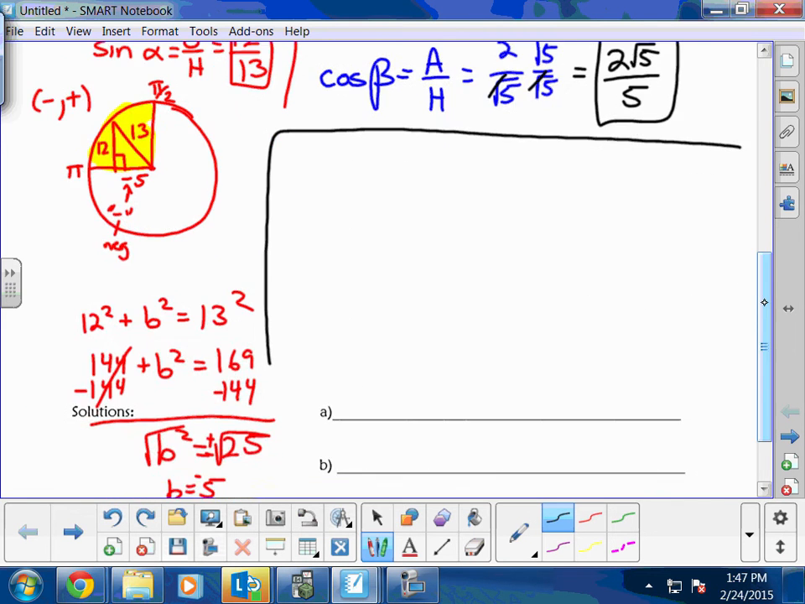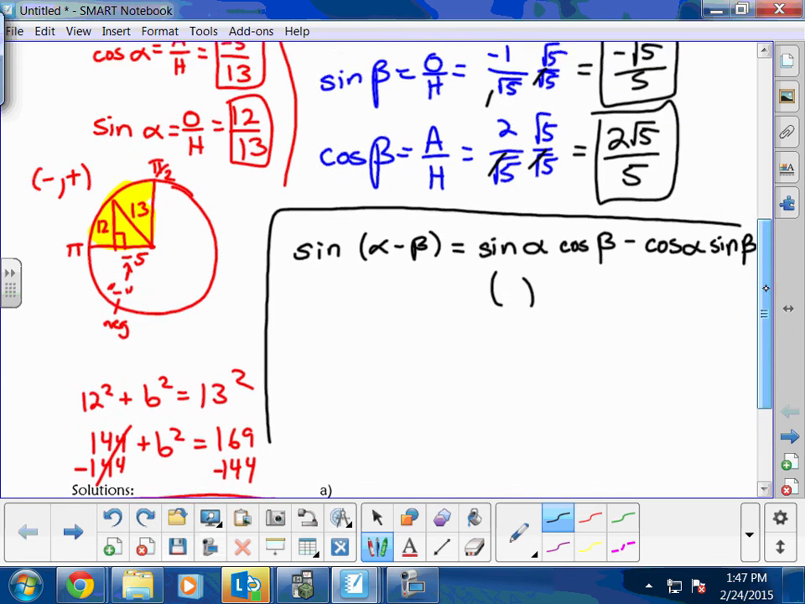First one being sine of alpha minus beta. You bring out your green sheet and you look for the identity that is in reference to that. So sine of alpha minus beta is going to be sine alpha times cosine beta minus cosine alpha times sine beta.